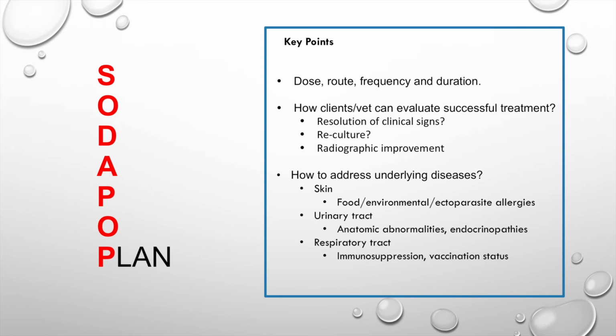It is also important for us to address any underlying diseases that predispose to these infections, or else our patients will continue to get these infections. Those underlying diseases might include, for skin, food, environmental, or ectoparasite allergies, urinary tract infections. It might include anatomic abnormalities or endocrinopathies. For respiratory tract infections, it may be important to determine whether or not an underlying immunosuppression exists, or if there's been some sort of break in the vaccination status of our patient.